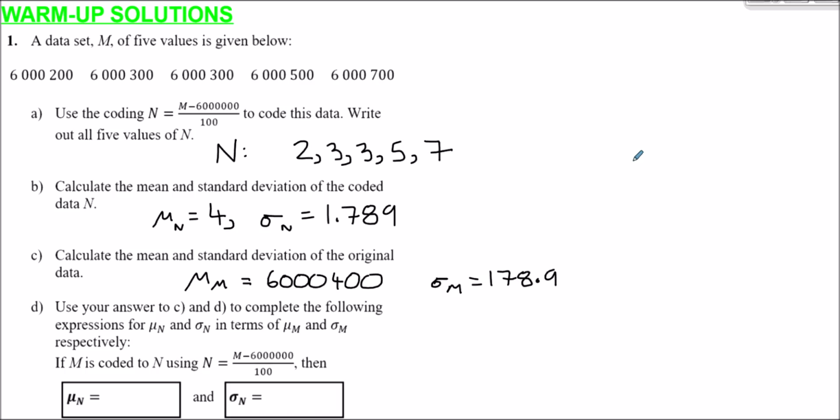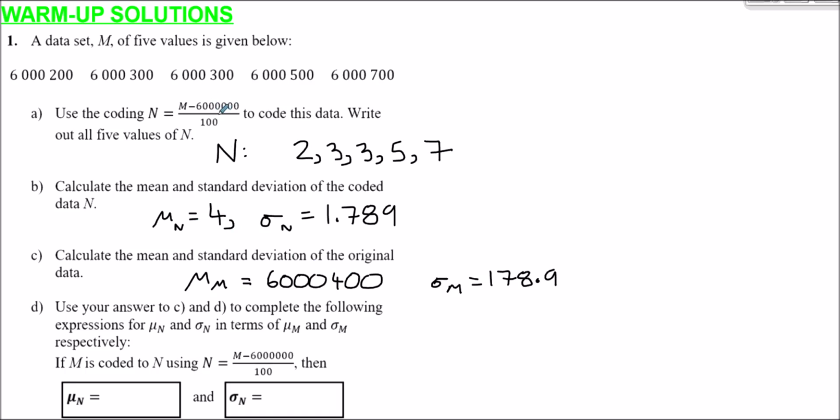Now for part D, this is just a way to remind you of how the coded data and the original data link to these values here, linked to how we've coded it. So using the answer to C above, we can complete the following expressions for mu N and sigma N in terms of mu M and sigma M. So if M is coded to N using N equals (M minus 6 million) divided by 100, then the mean of the coded data N, well, we got it was 4. So how does that compare to 6,400,000? How does 4 compare to this and these values here?